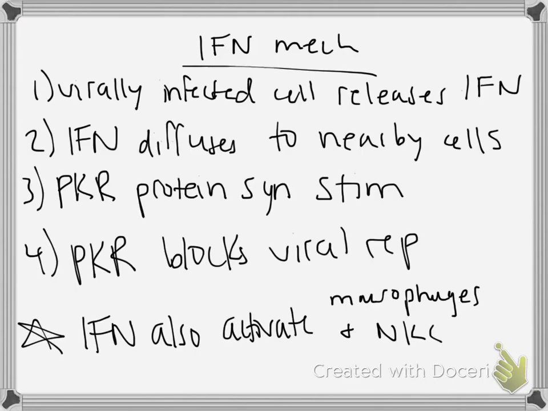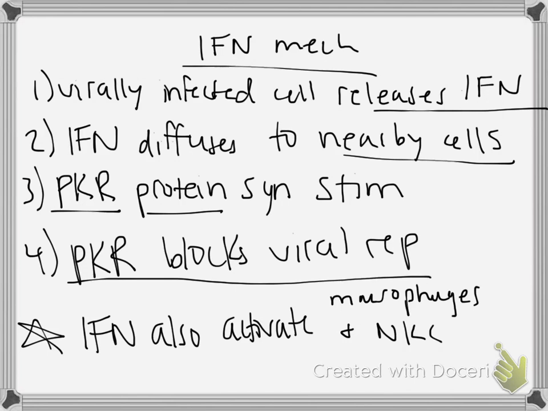Alright, so the interferon mechanism. A cell is going to get infected by a virus and that cell's going to die. But that cell, in an effort to protect its neighboring cells, is going to release interferons. So interferons are going to diffuse to nearby cells. Interferons are going to cause the production of a protein called PKR, and PKR is going to block viral replication. Another thing interferons do is activate macrophages, which will do that phagocytosis, and the natural killer cells, which are going to release those perforins, which we talked about in the last video.